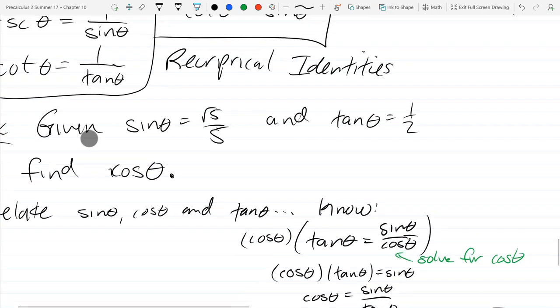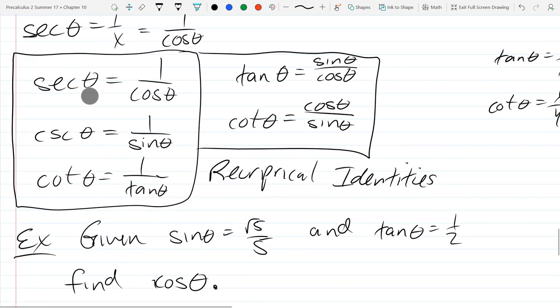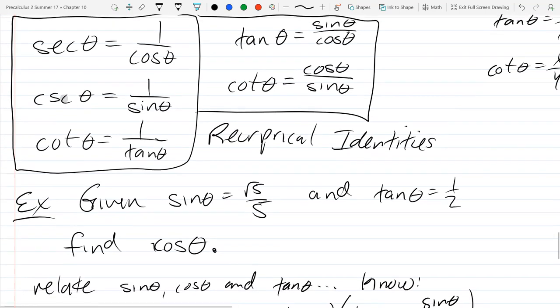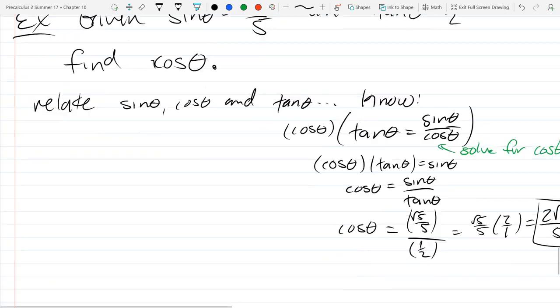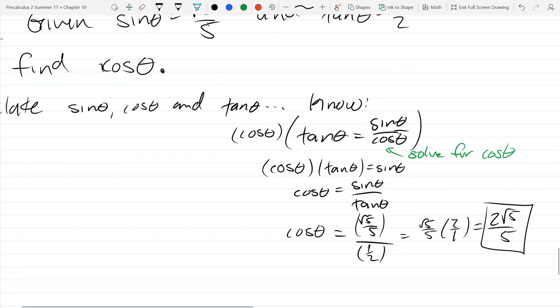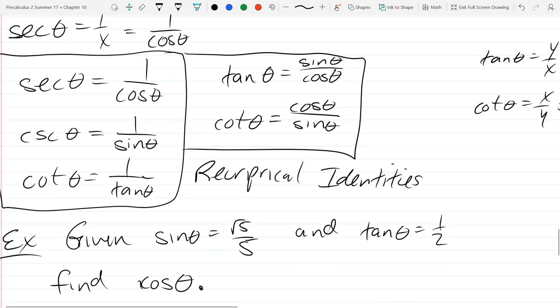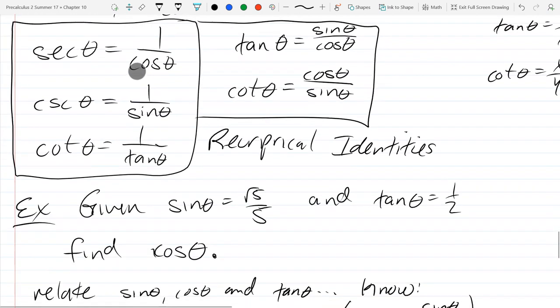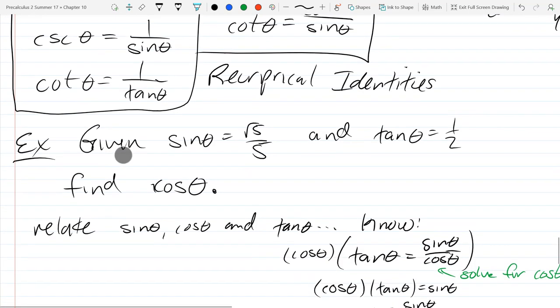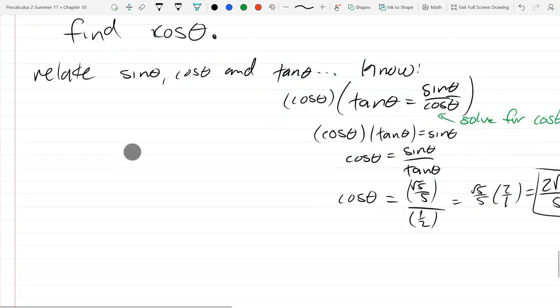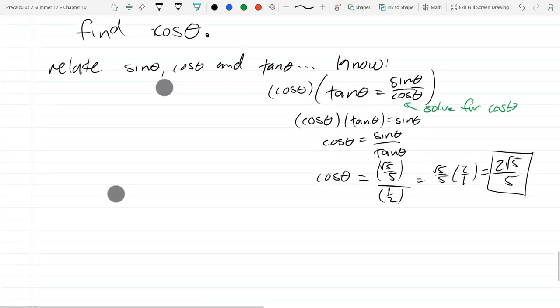So these identities, very important to have these memorized. Okay, so that's really the only problem we're going to do for these reciprocals. You're going to need to use these again and again, and we're going to use them quite a bit when we get into the tougher identities in the next chapter. So let's talk about the Pythagorean identity.